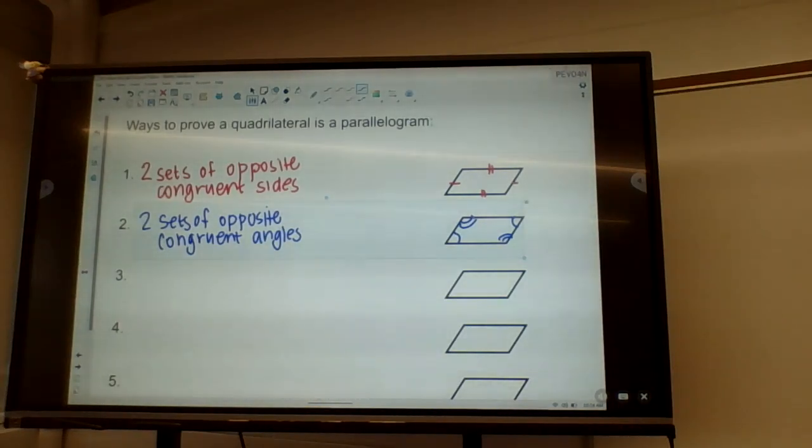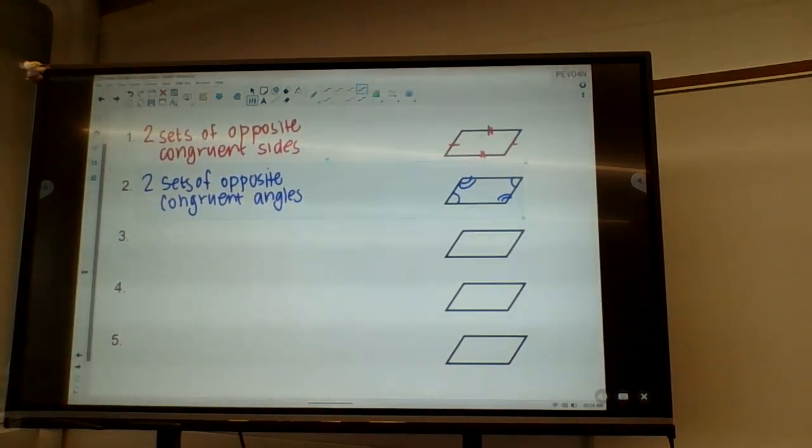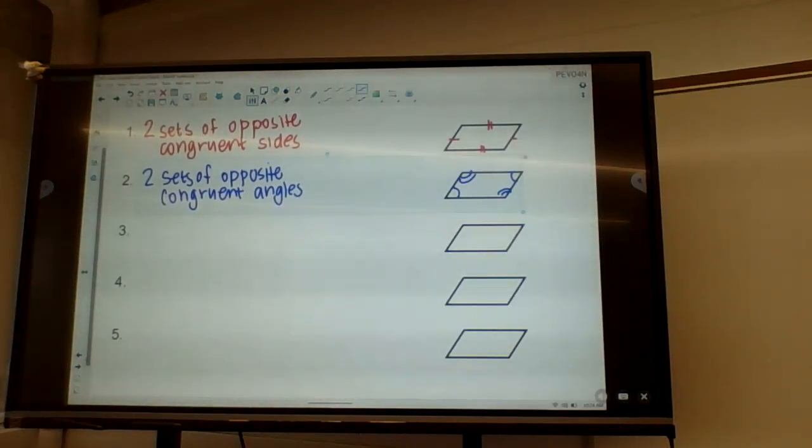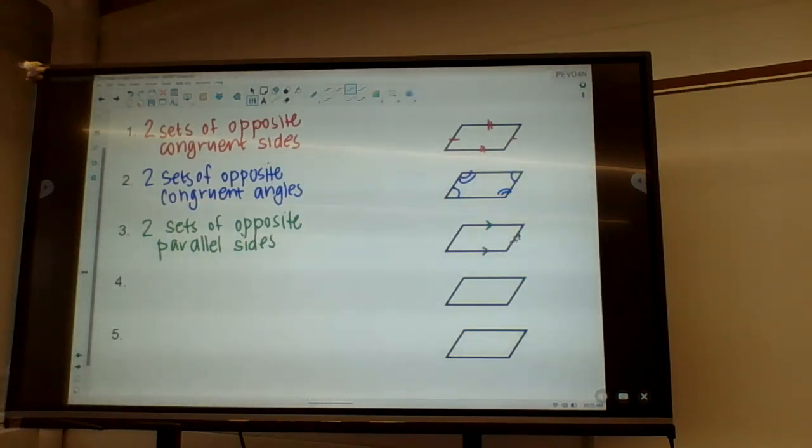What else do you guys know? Somebody else? Yeah. The opposite sides are parallel. Two bases. Yeah. The bases on it. Yeah, so they're always opposite of one another because that's kind of the definition of parallel.